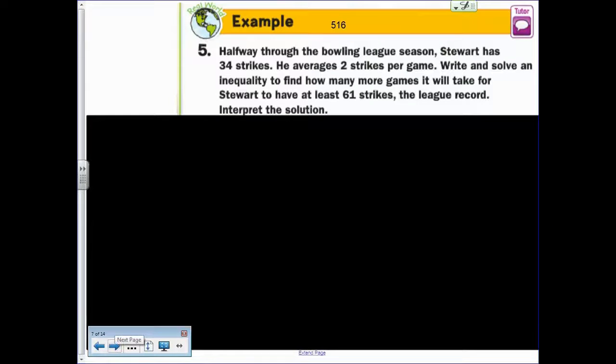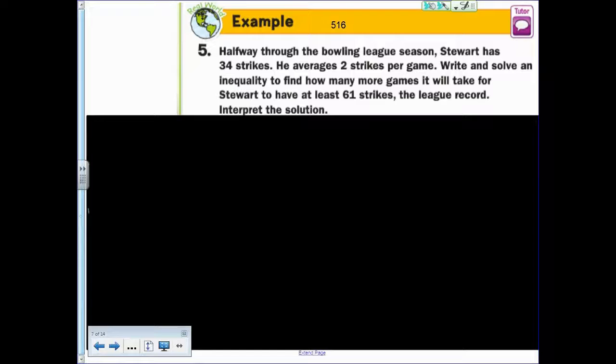Let's take a look at our word problem. Halfway through the bowling league season, Stuart has 34 strikes. He averages 2 strikes per game. Write and solve an inequality to find how many more games it will take for Stuart to have at least 61 strikes, the league record.